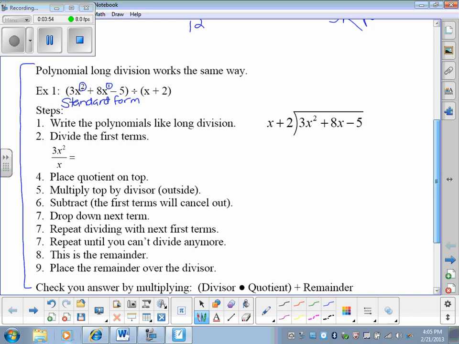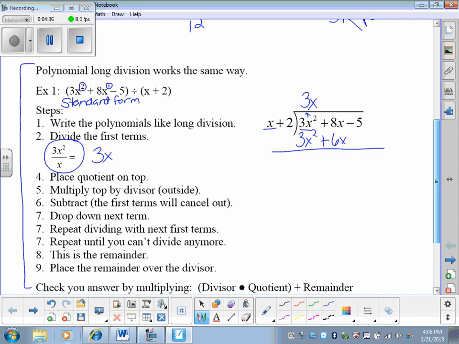Okay, so we're going to divide our leading term into the leading term. So in this case, it's over here, 3x squared divided by x. So that goes 3x times. And so we get 3x here, and it goes just right above the leading term that we're dividing into. And then 3x times x is going to be 3x squared, plus 3x times 2 is going to be 6x.